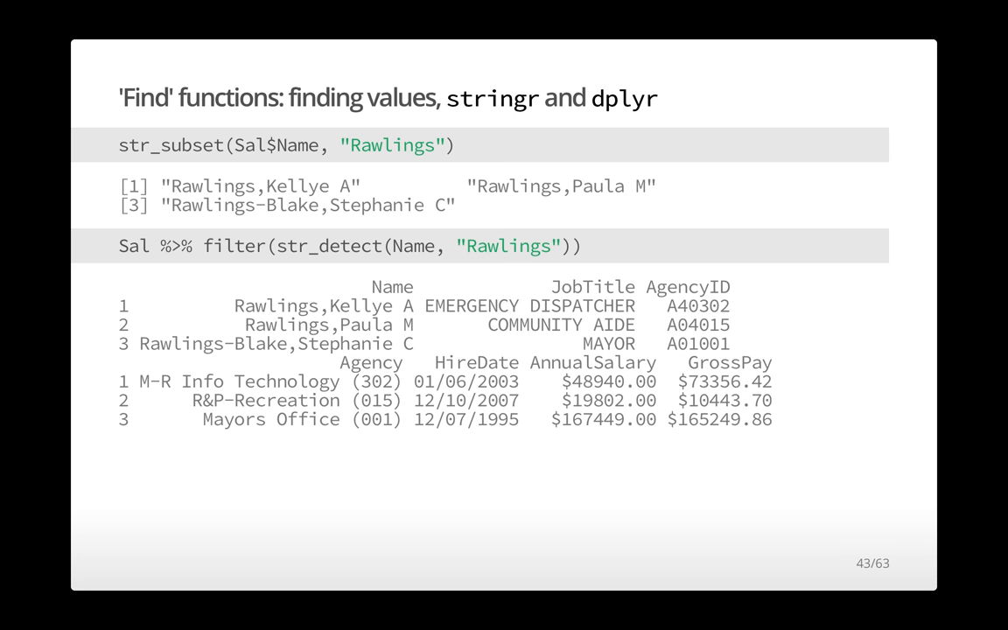So filter and str_detect go really well hand in hand. You're saying, Sal, I want to filter where you find the name Rawlings. So this will give all the rows of the data for these people. Okay? So str_detect and filter, really good combination together.